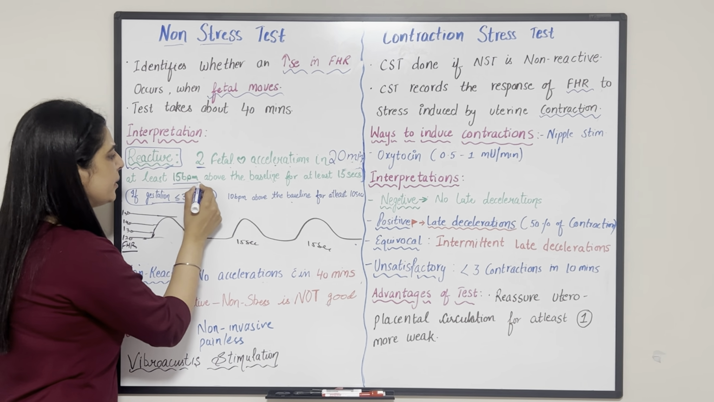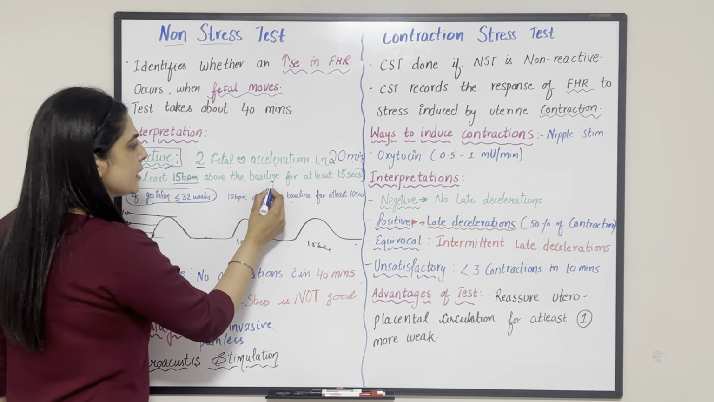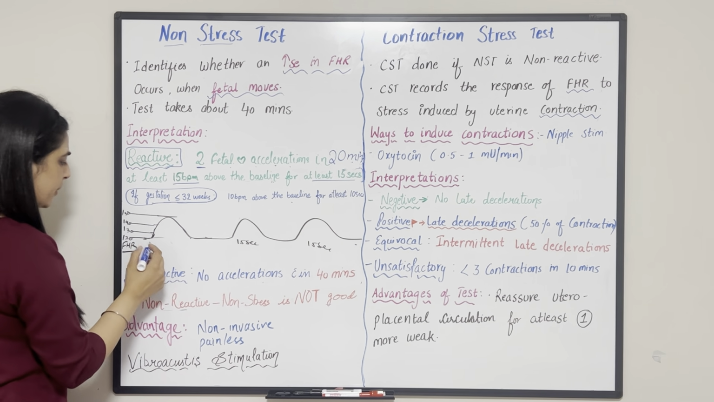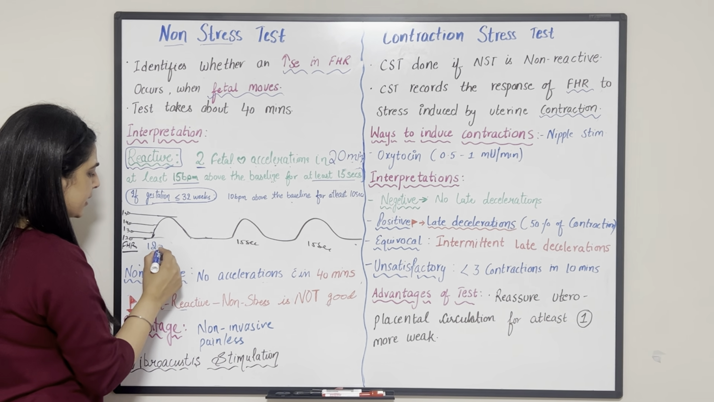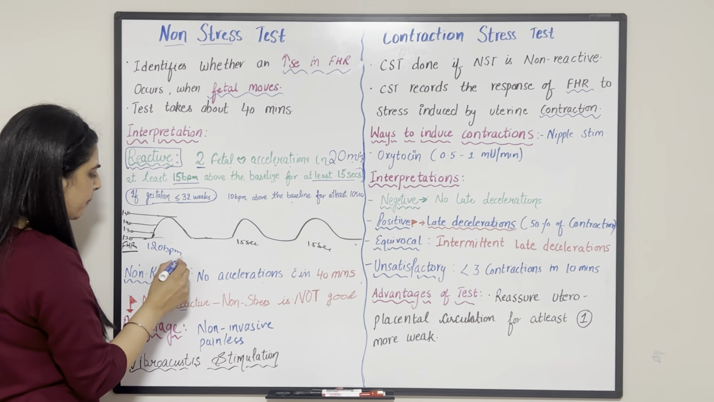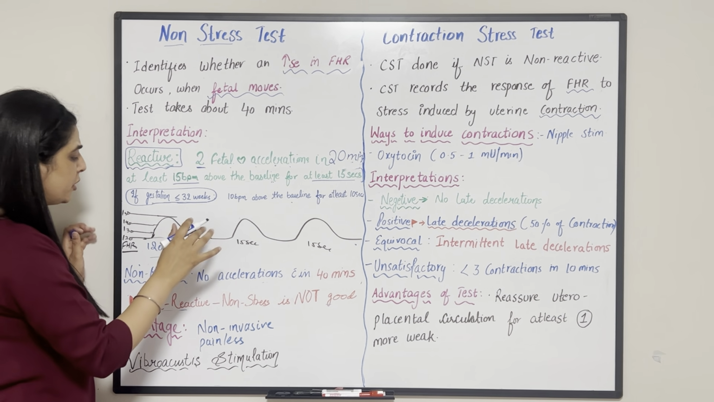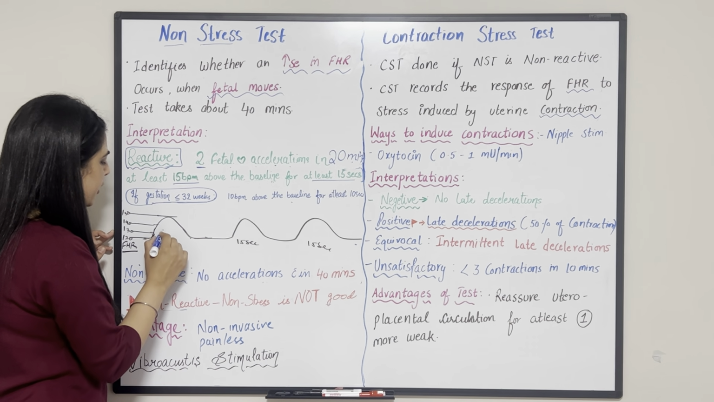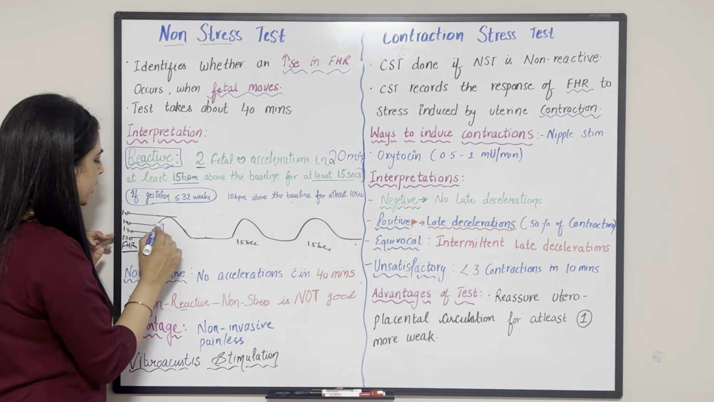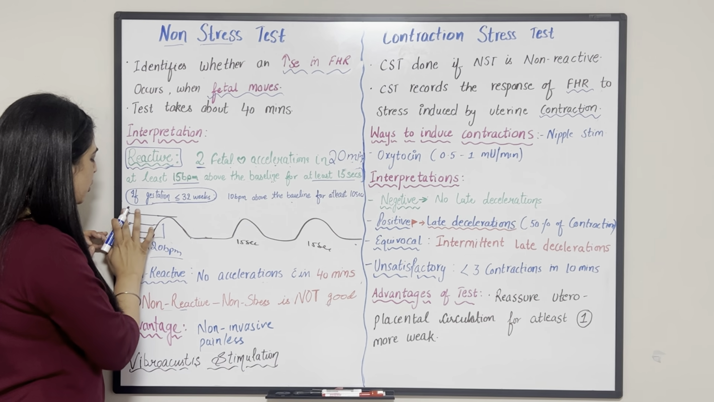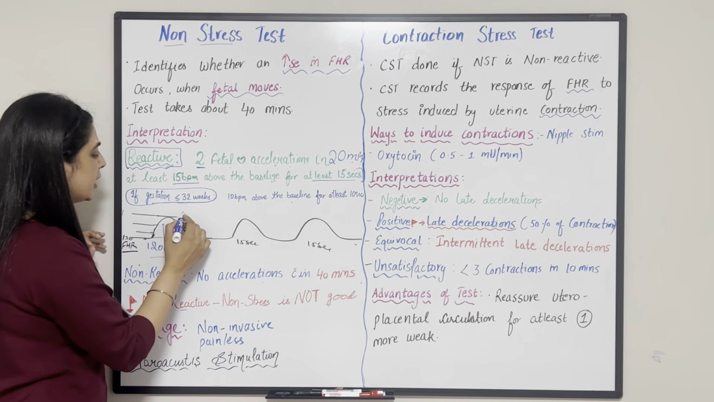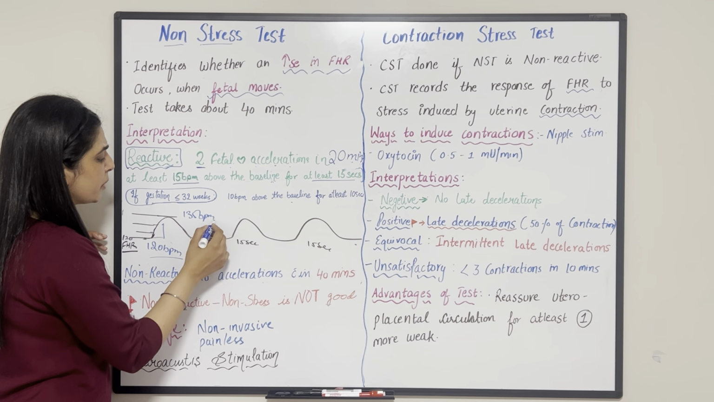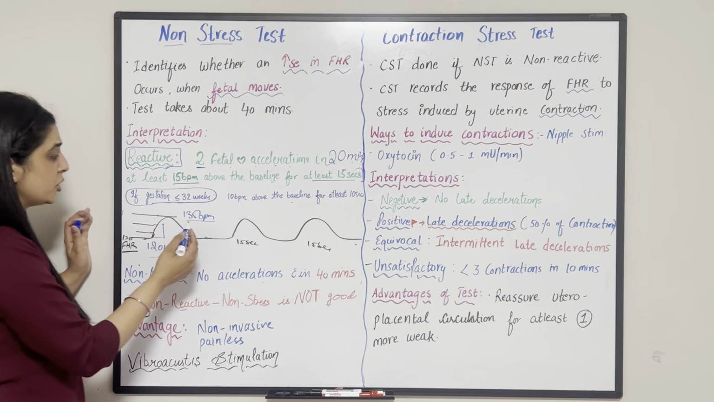Okay, so how much acceleration do we observe? Minimum 15 beats per minute above the baseline, and it should stay at least for 15 seconds. For example, the fetal baseline is 120 beats per minute, and when the fetus moves in the intrauterine cavity, the fetal heart rate should increase to 135. Okay, so how much should it be?